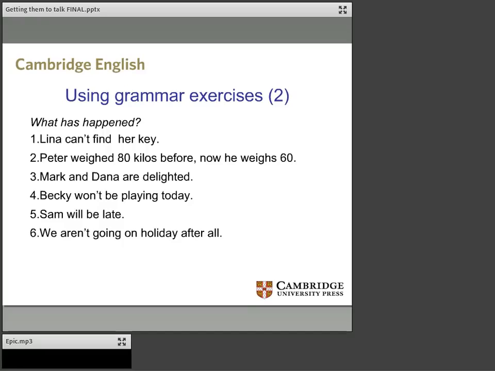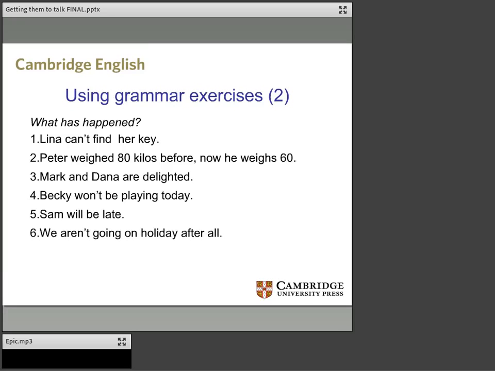What might she have done? What might have happened? Maybe she has lost it. Maybe someone has stolen it. Maybe she has forgotten it at home. Maybe the dog, thank you, Patricia, the dog ate Lena's key, and so on. Peter weighed 80 kilos before, now he weighs 60. What do you think has happened to Peter? So maybe he's been on a diet, but maybe also he has been sick, or maybe a student of mine suggested he has fallen in love and is now losing weight. Oh well, all sorts of possible answers there.